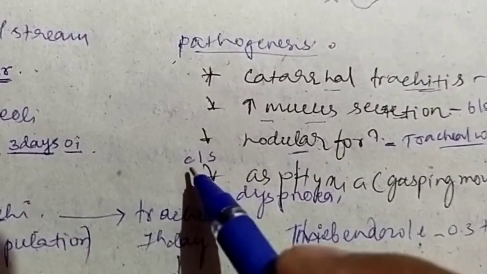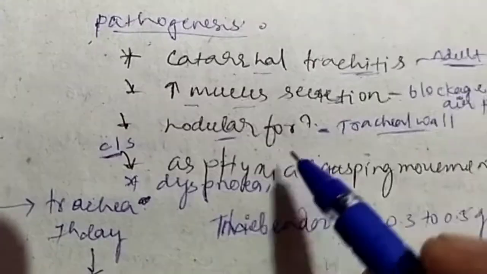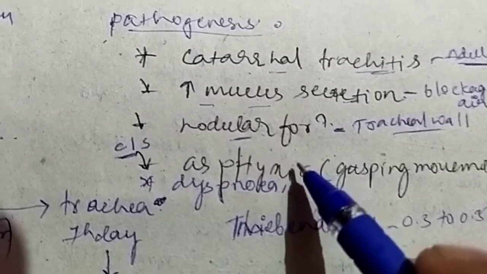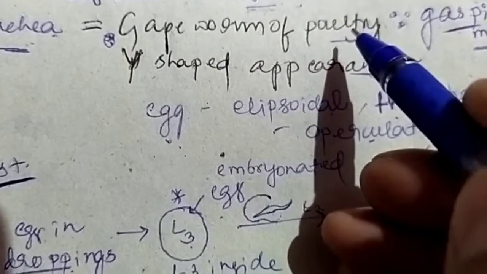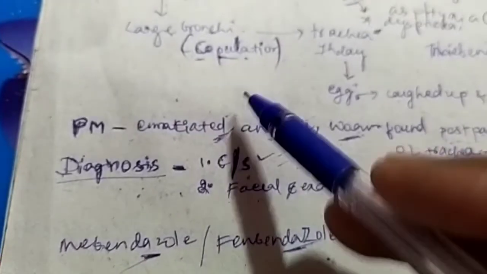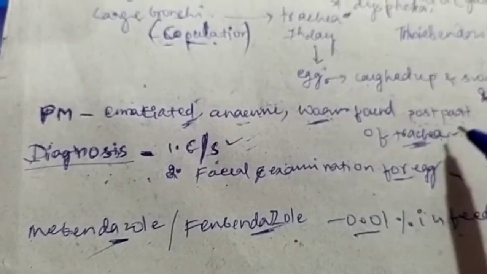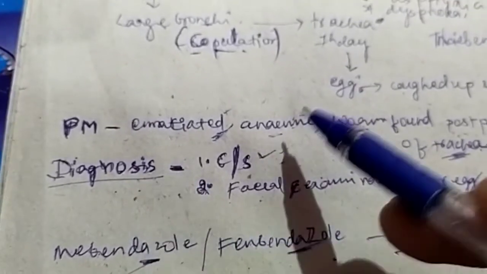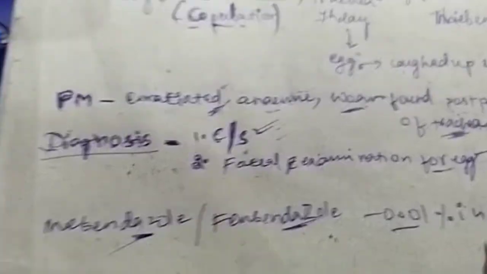And let us come to the clinical signs. These are typical clinical signs such as asphyxia and dyspnea. Because of asphyxia or difficulty in breathing, there is a gasping movement. Because of this, these worms are also called gapeworms of poultry, as we already dealt. On postmortem examination, the carcass may be emaciated and anemic, and worms may be found in the posterior part of the trachea. Diagnosis is based on clinical signs and fecal examination for eggs.